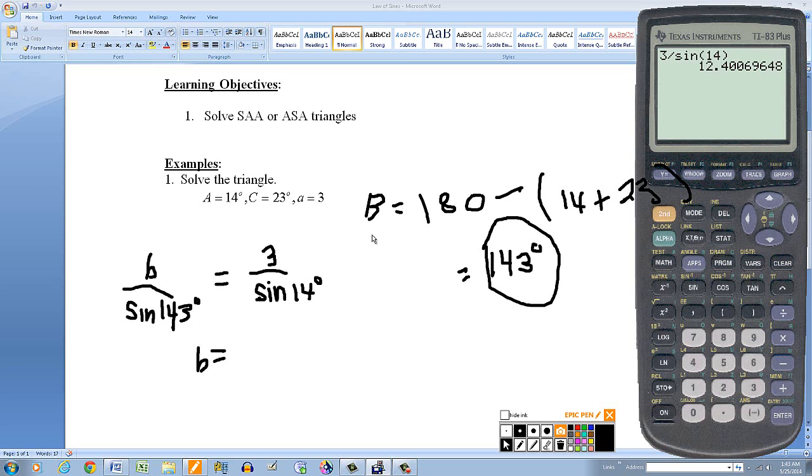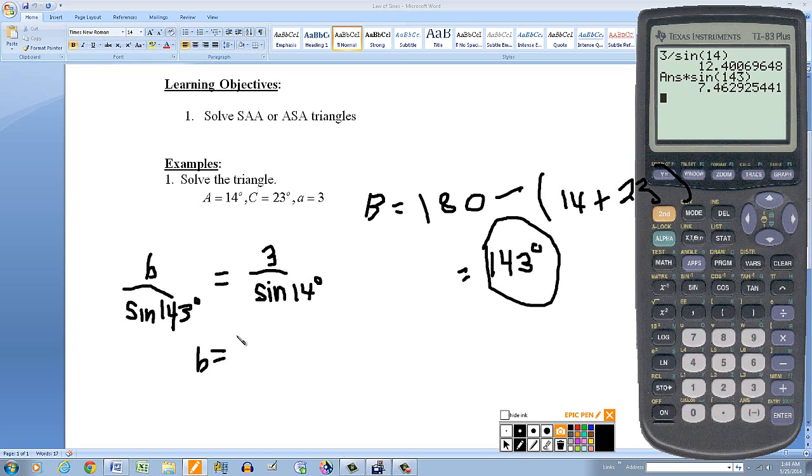3 divided by the sine of 14 is that. And then to solve for b, I've got to multiply it by the denominator of this over here, sine of 143. So this will be times the sine of 143. And I don't need to put degrees here because my calculator is set to degrees, so the calculator knows this is in degrees. Okay. So I get little b then, to 2 decimal places, is 7.46.